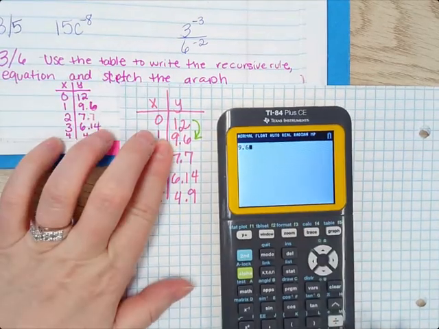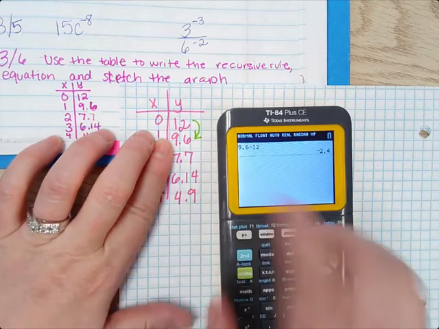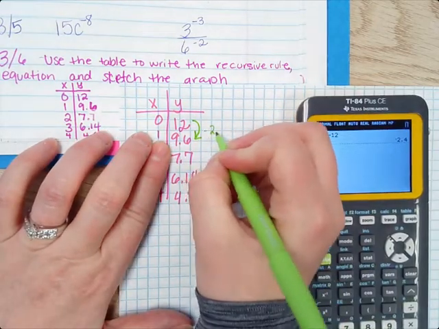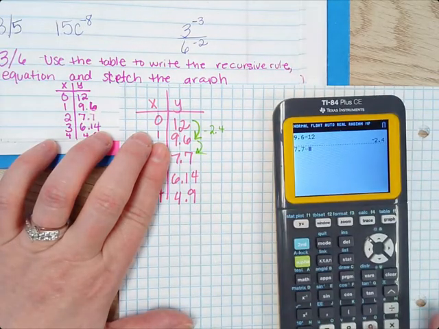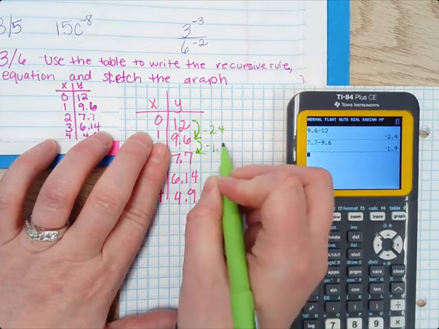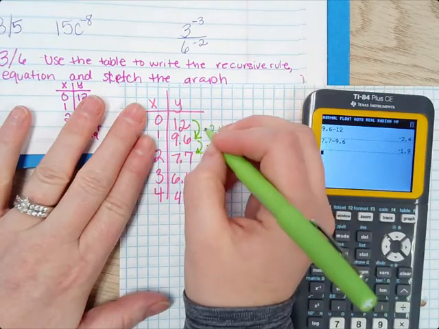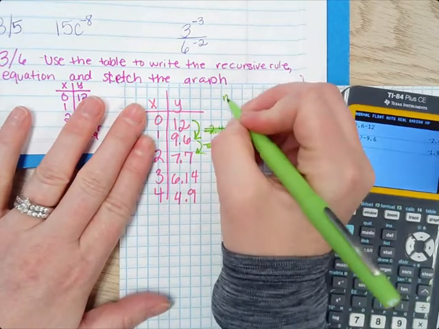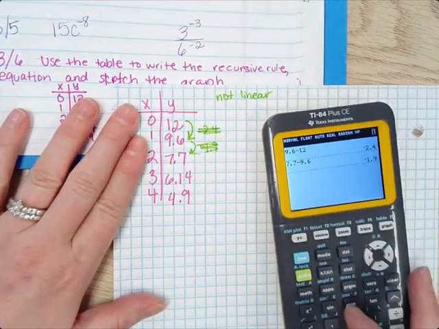So if I want to see if this is linear, then I subtract those. I do 9.6 minus 12, and it goes down by 2.4. And then the next one, 7.7 minus 9.6, it goes down by 1.9. So what does that tell us? Is it linear? No. So I'm going to mark these out, and I'm going to write over here not linear, because it's not going down by a constant rate.